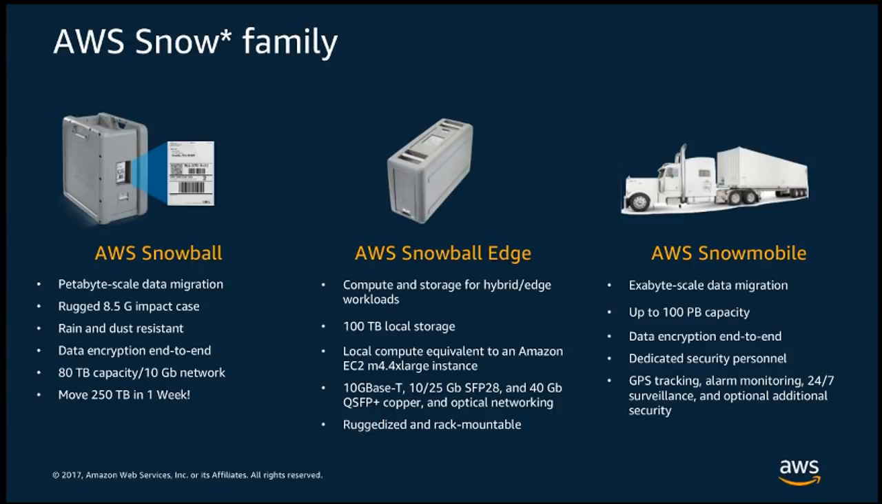So the Snow family is a way that you can move large amounts of data, and you can do it without having to saturate your WAN, or if you have a location where the WAN quality isn't that great, you can send a Snowball or a Snowball Edge there. But when you're moving large amounts of data and you need to do it quickly, the Snow family is a way for you to be able to do that.